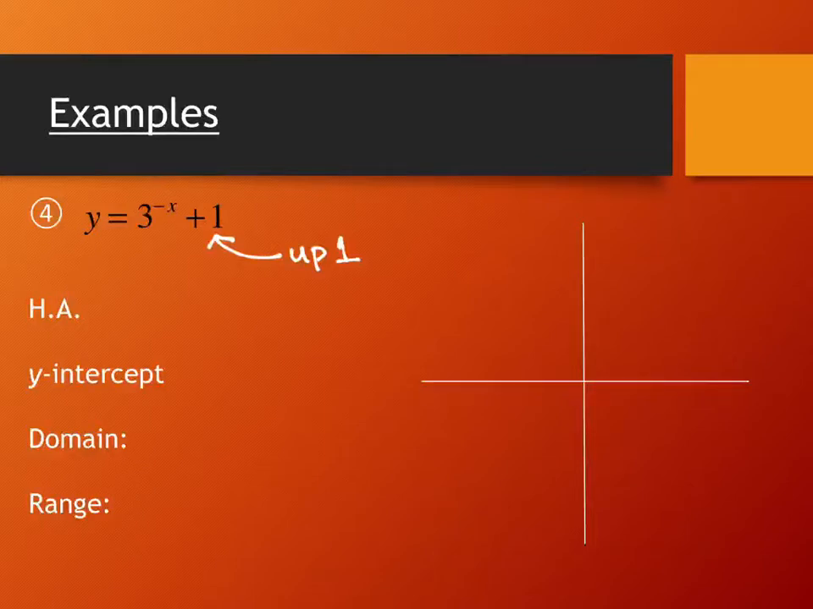If we had added something in here, it would shift it left or right. Okay? Positive would shift it left. Negative shifts it right. It's backwards when you think about it from the inside perspective. Okay, we don't have addition on the inside, so we don't have any shifting right and left going on. However, we do have a negative. Negatives are all about reflections.